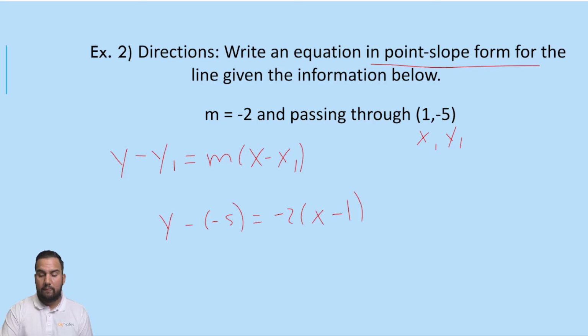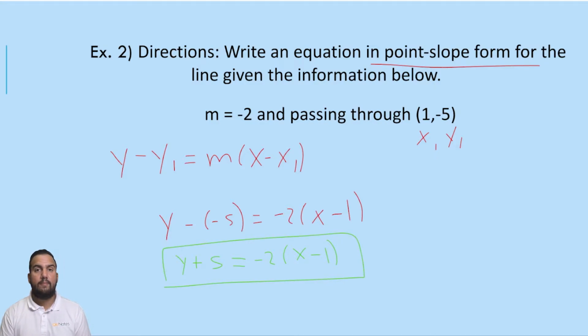Now, I wish I was done, but unfortunately, you know that if you have two negatives, what happens? It turns to a positive. So this is going to become y plus 5 is equal to negative 2 parentheses x minus 1, and that's it. I'm done. Nothing else I can do. How do I know I'm done? Because that's what they're asking, this point-slope form.